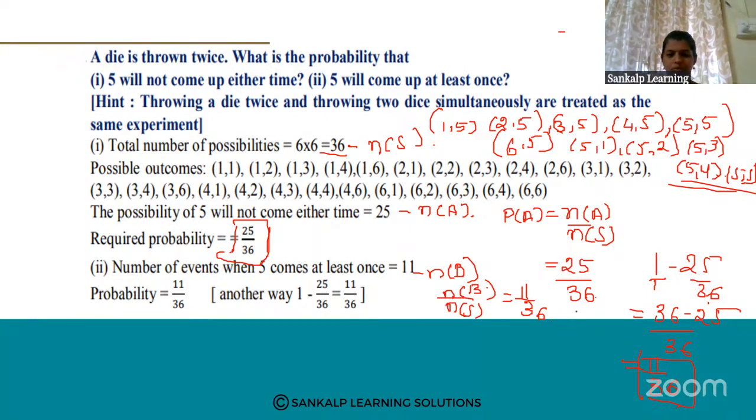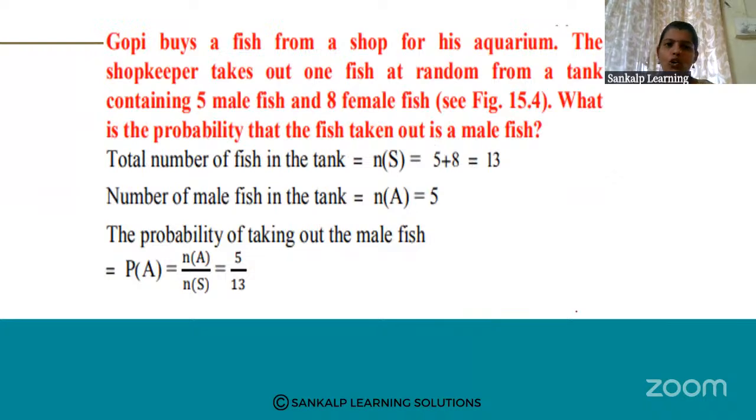Okay. So next. Gopi buys a fish from a shop for his aquarium. The shopkeeper takes out one fish at random from a tank containing 5 male fish and 8 female fish. What is the probability that the fish taken out is a male fish?